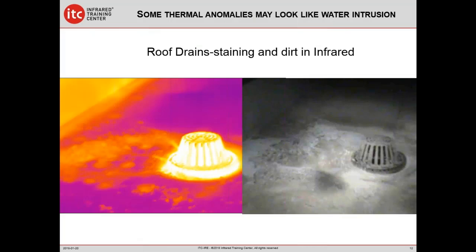Roof drains. Here's a commercial application, and you can see roof drains staining in dirt will look just like maybe probable moisture underneath the membrane. These are always potential areas because you have a solid object in the roof drain, and the flange around it is solid, yet the roof membrane itself flexes. So this is a typical area of water intrusion.